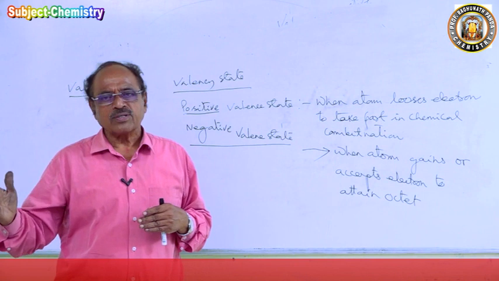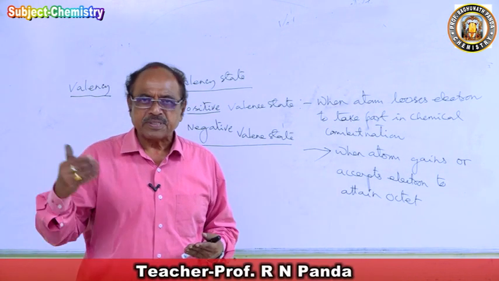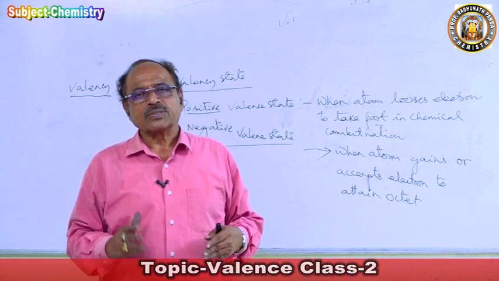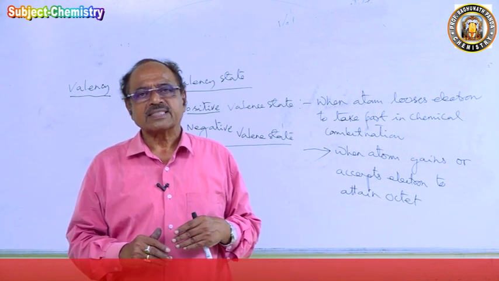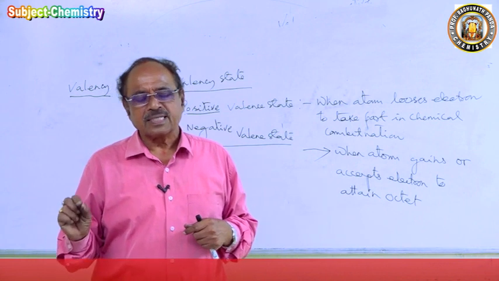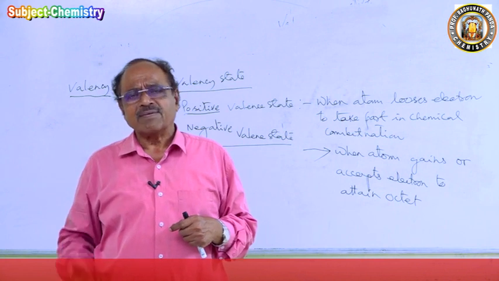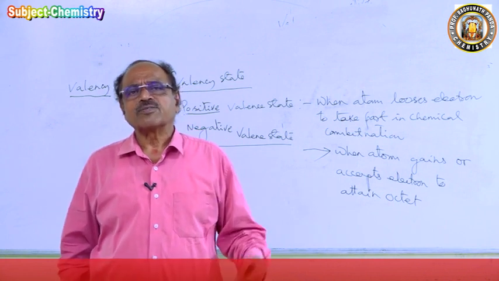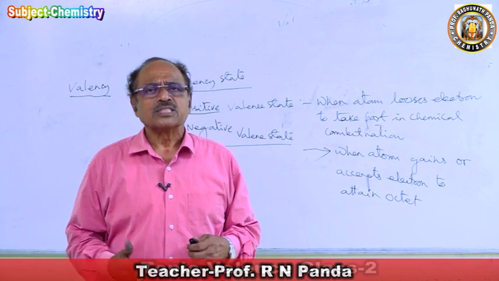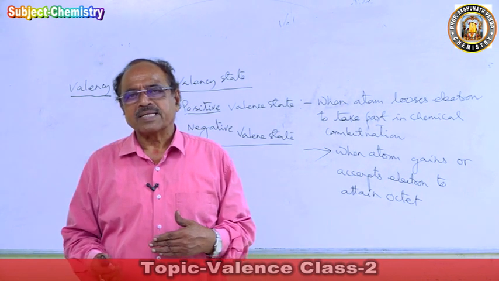They can lose 5 electrons, take part in combination, and exhibit positive valence. But they can accept 3 electrons and take part in chemical combination, and they will exhibit negative valence. So they will have positive valence state and negative valence state. If you come to group 6, they can take 2 electrons. They have a tendency to take, so they exhibit negative valence state. And group 7 elements have 7 electrons in their outermost shell, so they have -1 valence state, and they take part in chemical combination.